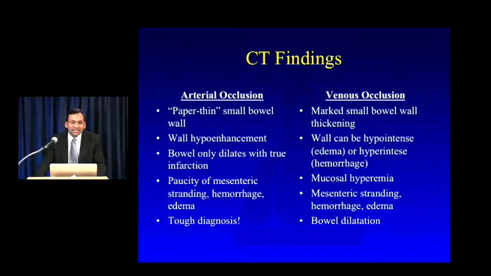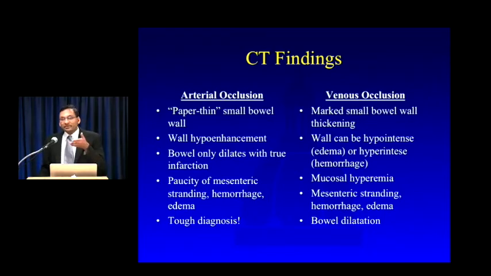In these cases, the bowel findings are pretty obvious. The bowel wall is really thickened. It can look hyperdense as a result of intramural hemorrhage or hypodense as a result of edema. The mucosa is often avidly hyperemic, and you're going to see lots of mesenteric findings, stranding, edema, hemorrhage. The bowel can dilate even in the absence of true infarction, unlike arterial occlusion.